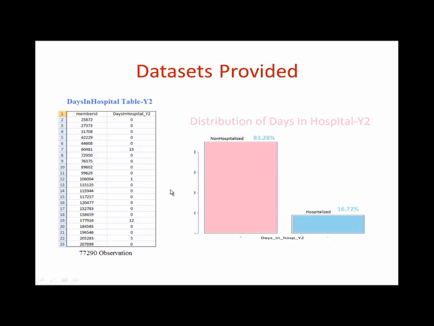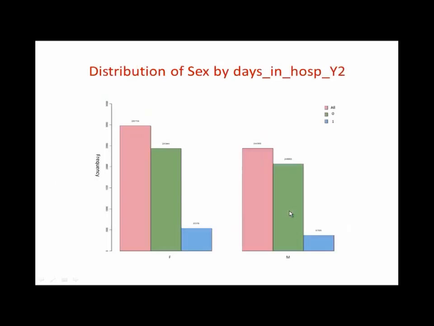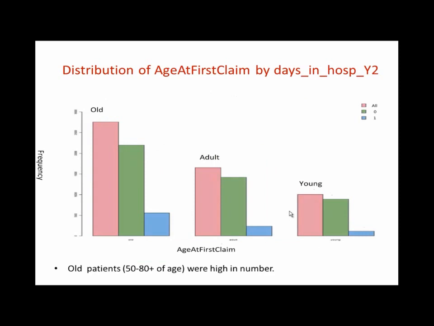If you see the histogram of the data sets, we can see that the percentage of patients who got hospitalized is very small compared to the patients who didn't have to be hospitalized. This is the distribution of sex by days in hospital year 2, and here you can see that the female patients were more compared to the male patients. This is the distribution of age at first claim by our target variable, days in hospital year 2, and here you can see that the old patients were high in number compared to adult and young.